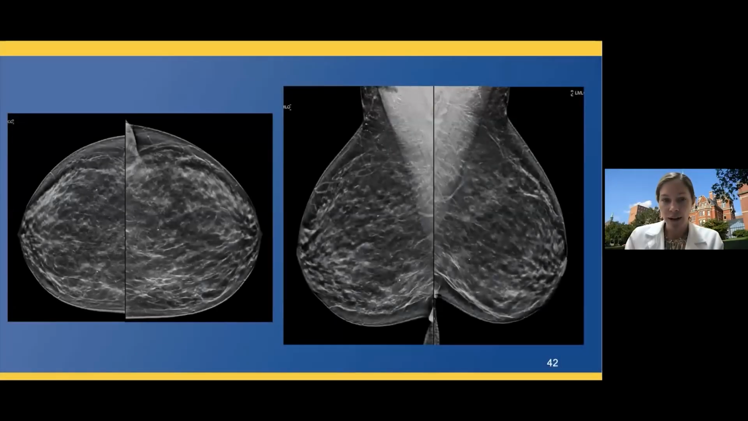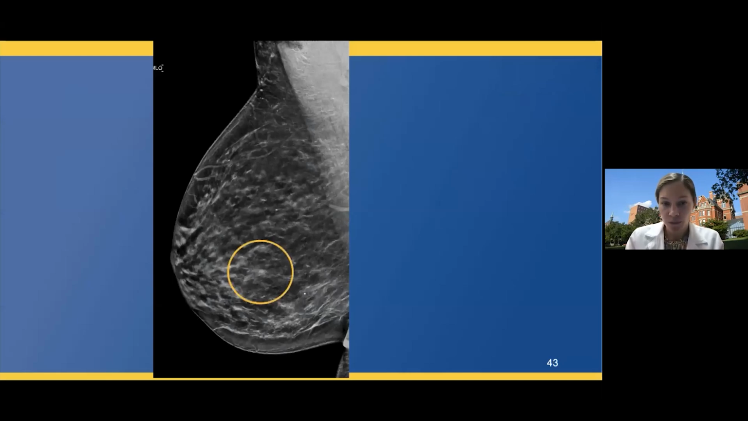Another screening mammogram. This was a case that was recalled for a possible architectural distortion in the right breast. So sometimes we'll see on a full view an area that we question whether it's truly distorted or not. We want to have them come back to take a closer look. So this was identified by the radiologist reading the screening mammogram.